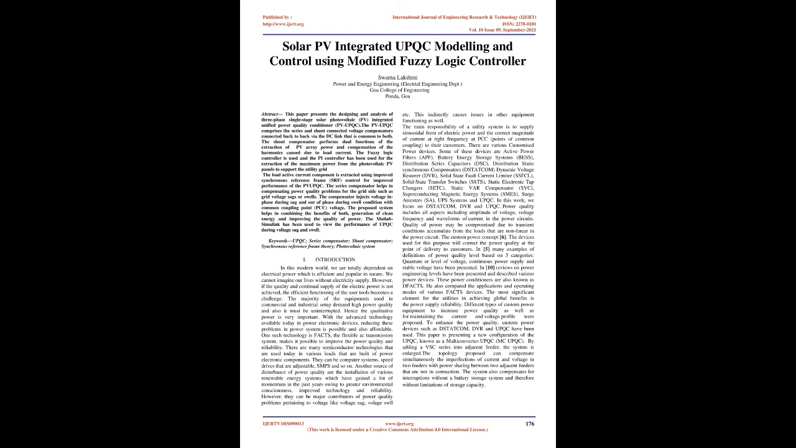The PV-UPQC comprises the series and shunt connected voltage compensators connected back-to-back via the DC link that is common to both. The shunt compensator performs dual functions of the extraction of PV array power and compensation of the harmonics caused due to load current. The fuzzy logic controller is used, and the PI controller has been used for the extraction of the maximum power from the photovoltaic PV panels to support the utility grid.